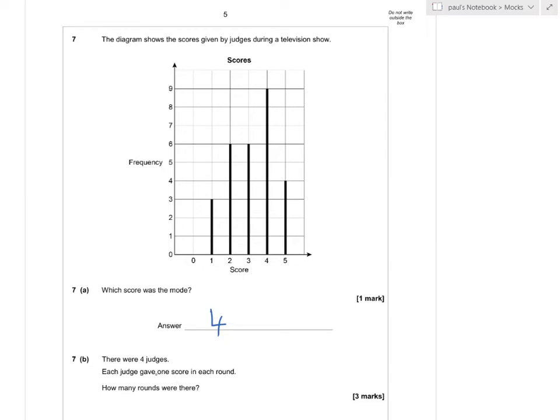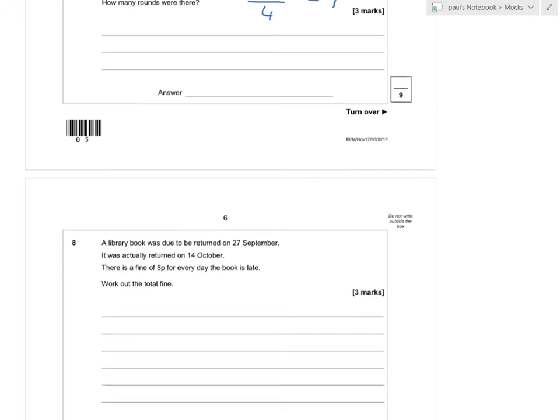There were 4 judges. Each judge gave 1 score in each round. How many rounds were there? So I'm going to add up all the scores. So 3, 9, 15, 24, and 28. So there were 28 scores altogether. It's a bit weird that. Let's just divide by 4 equals 7. 7 rounds. Bit weird.